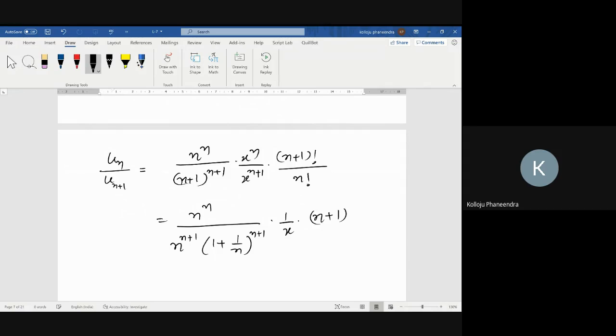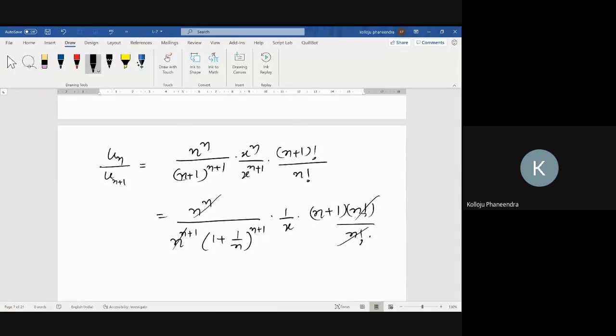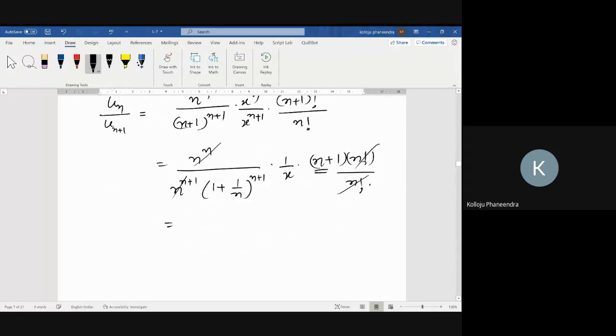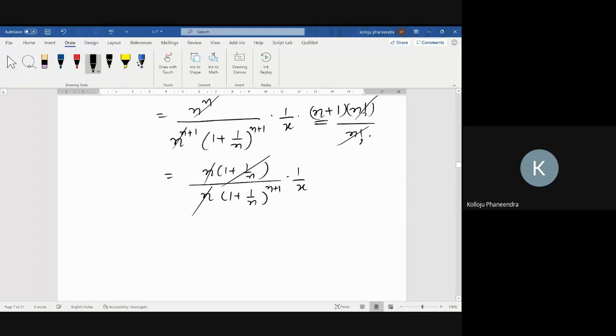And this is just n plus 1. Now n plus 1 factorial can be written as n factorial into n plus 1. These two get cancelled and n power n gets cancelled. And here you take n common: 1 plus 1 by n whole power n plus 1 into 1 by x. So this one cancels and n power n plus 1 gets cancelled. The remaining part is 1 by x into 1 plus 1 by n whole to the power of n. Any corrections?